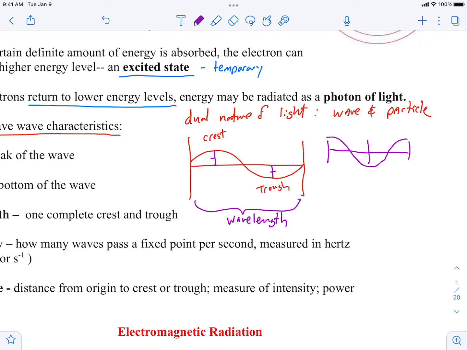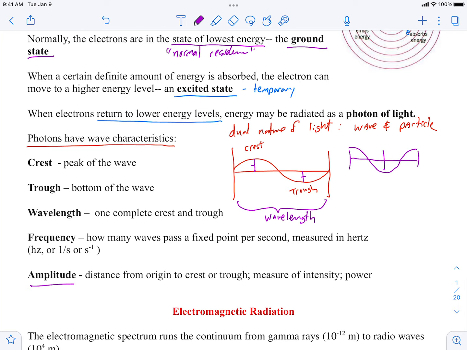All right. And then there is the amplitude. Amplitude is the distance from the origin to the crest or to the trough. It's a measure of intensity. And that's all we're going to say about it. We're not actually going to calculate power here in this class. You'll do that in physics maybe.